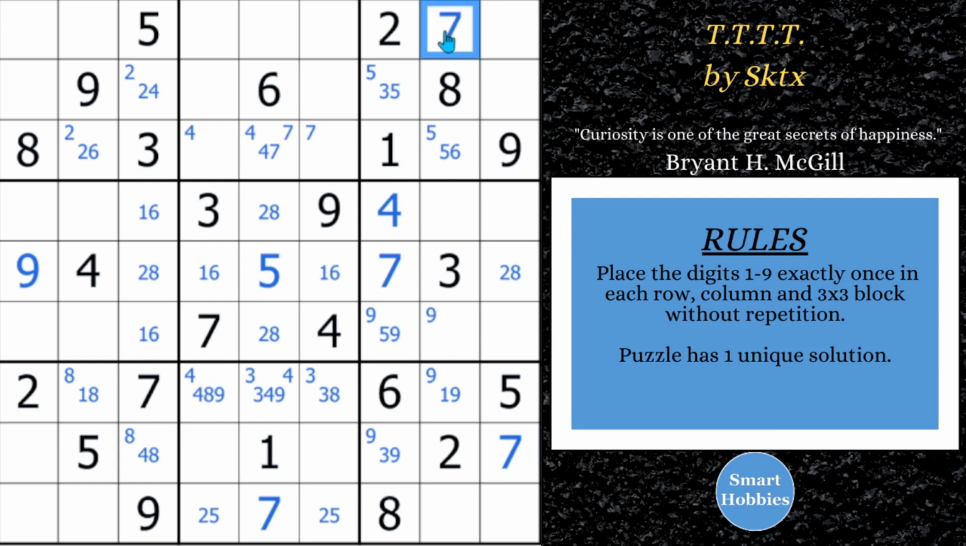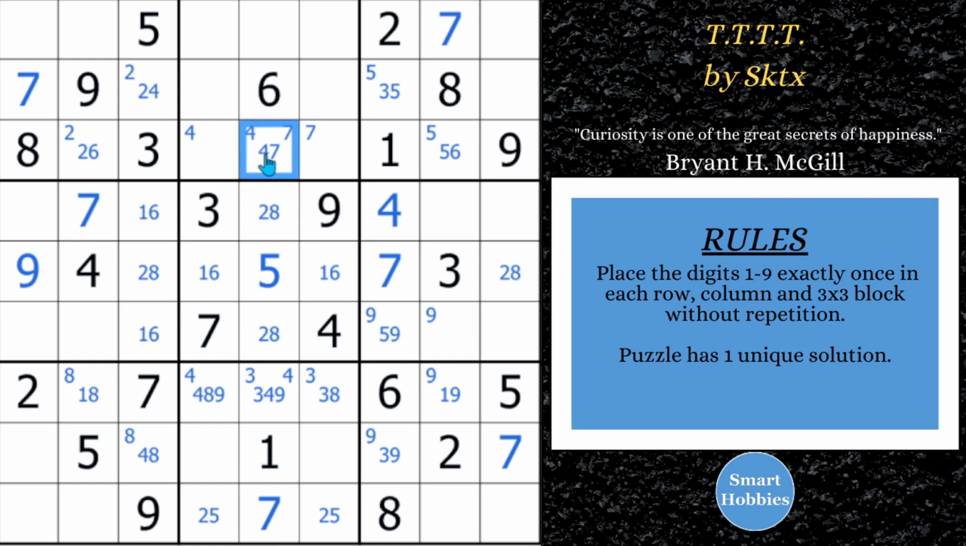And the only spot left for a 7 in block 3 is right there because of these two 7s. And then you remember these 7s are like a claiming pair. So then the 7 is limited to this spot in block 1. And with these two 7s, we can actually solve the 7 right here.